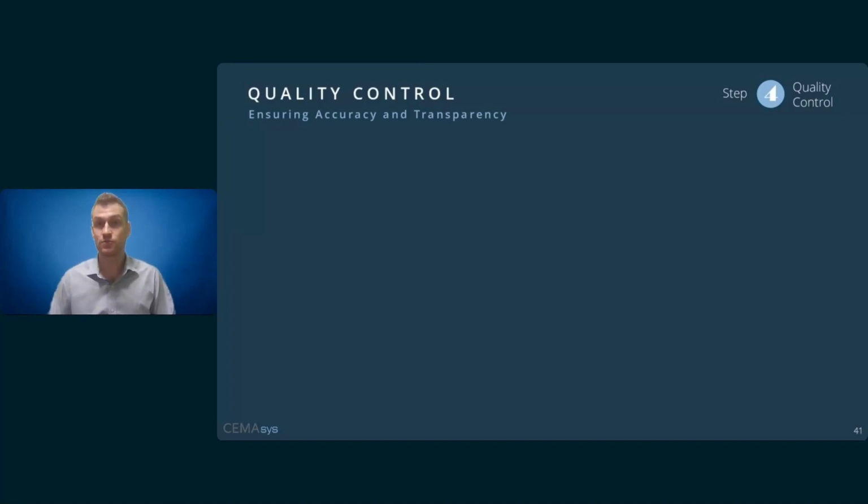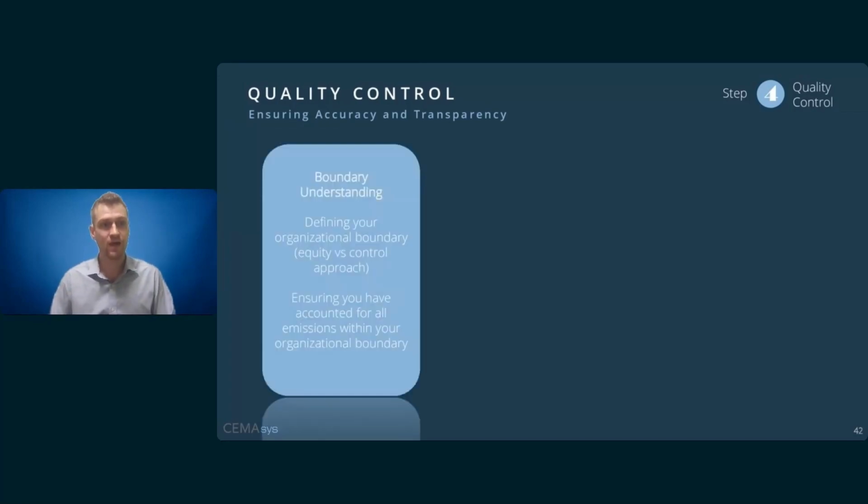three main steps to ensuring quality carbon accounting is in line with the greenhouse gas protocol. The first part is ensuring you understand and are accounting for all emissions within your organizational boundary. The greenhouse gas protocol sets forward two general ways to define your organizational boundary, which are the equity share approach and then the control approach. Each company must choose their approach and account for all emissions that fall within that scope.